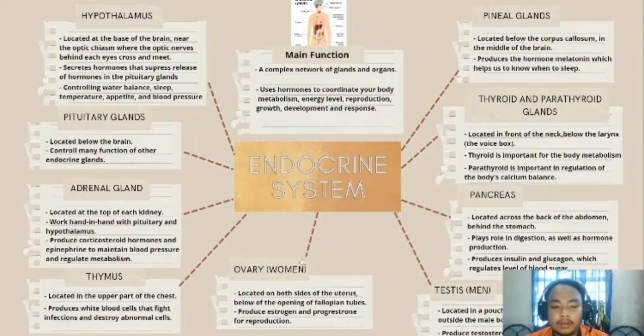For women, we have the ovaries, which are located on both sides of the uterus, below the opening of the fallopian tube. They produce estrogen and progesterone for reproduction. And then for men, we have the testes, which is the last part, located in a pouch that hangs suspended outside the male body. They produce testosterone and sperm.